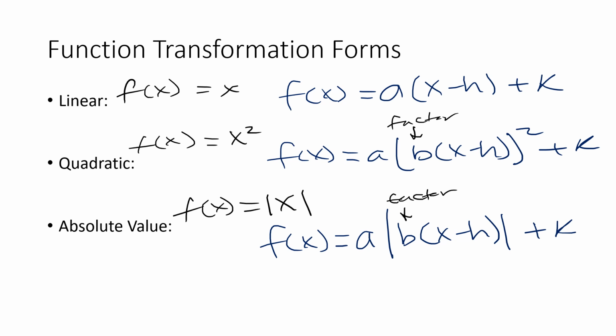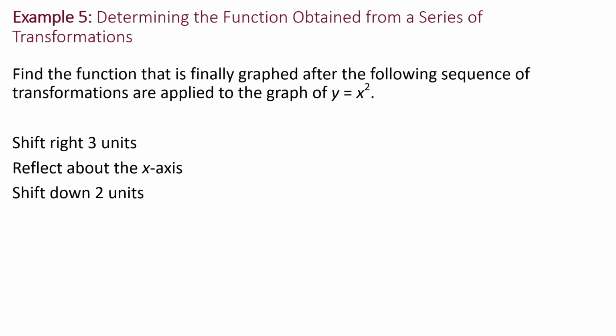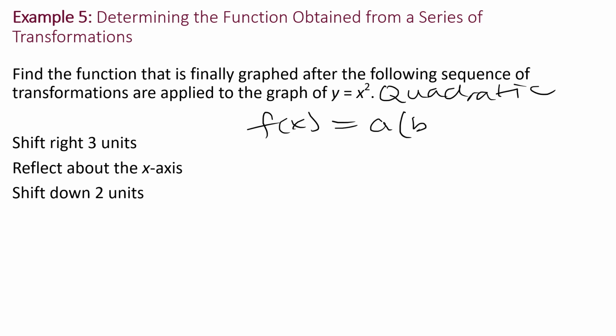Okay, knowing the transformation forms are going to be useful, especially for our next example. Are we ready? All right, so flip it on over. Your handy dandy note. So example 5, it says find the function that is finally graphed after the following sequence of transformations are applied to the graph y equals x squared. So we are working with our quadratic. Why? Because what kind of function is this? It's x squared, so it's quadratic. So we're going to be using the rule of f of x equals a parentheses bx minus h squared plus k.